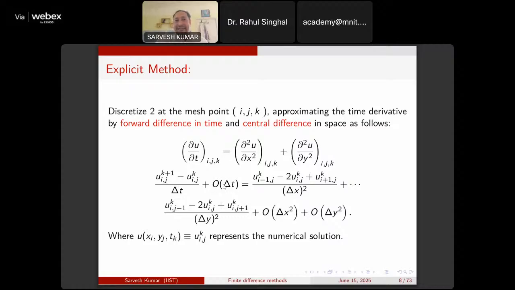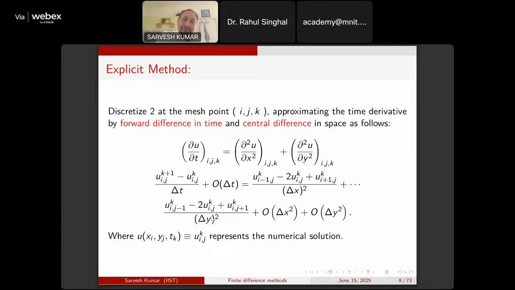Because the whole idea is that when delta t, which is time, and delta x, delta y tend to 0, this will tend to your PDE. That's the idea. Look at this. If delta t tends to 0, this is actually a partial derivative. Similarly here, this becomes the second partial derivative and this becomes a partial derivative.